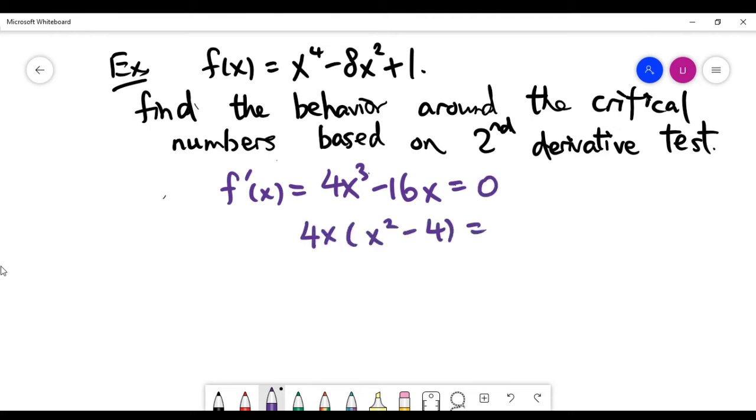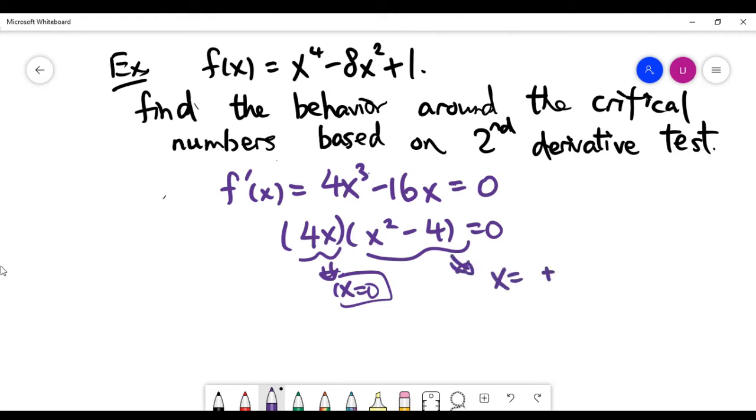So what you get, the next step is you can pick out 4x as the common factor. So it means that x can be 0, or x squared minus 4 can be 0. In that case, it means x is either positive 2 or negative 2. So altogether, there are 3 critical numbers. And instead of using the first derivative test, let's try to use the second derivative test now.